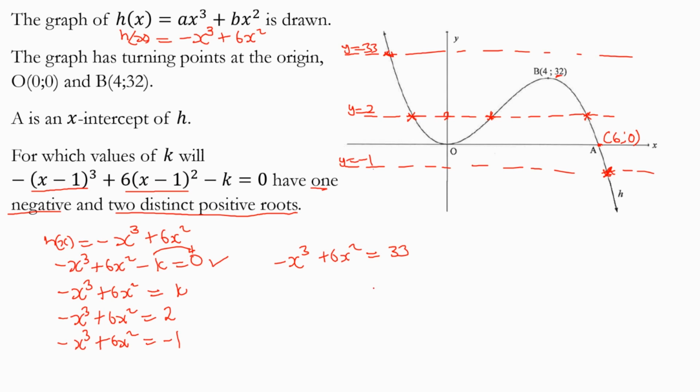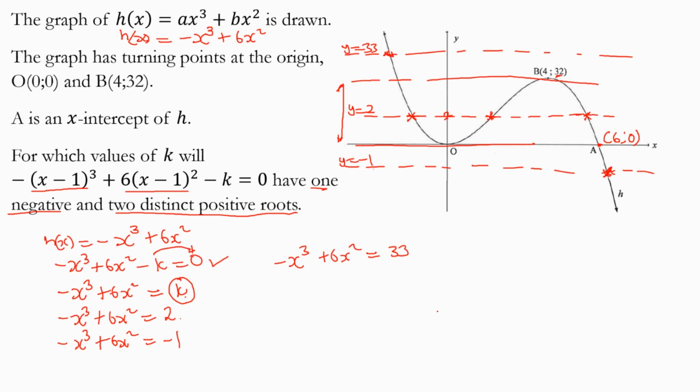Now, if I say for which values of k will this equation have three distinct roots, it means our k should be between 32 and 0. Because between 32 and 0, that's where we'll have 3 roots. So always equate your function to the k value and then try to interpret after doing that.